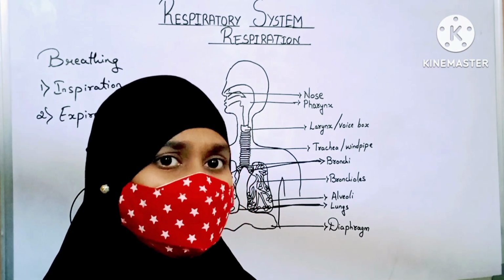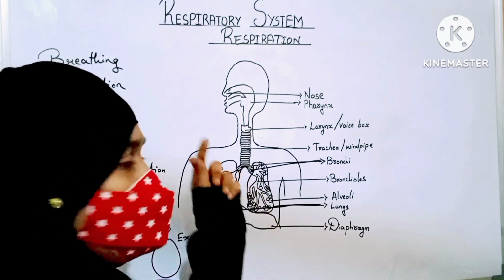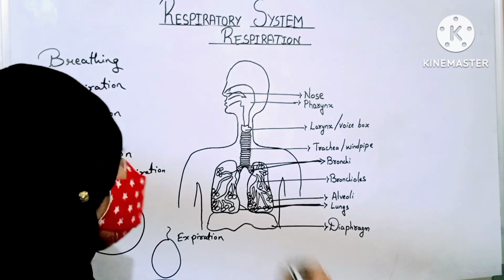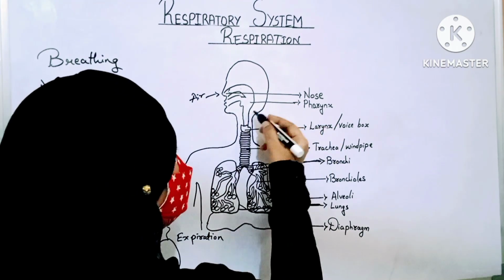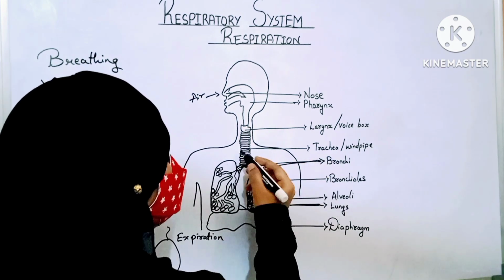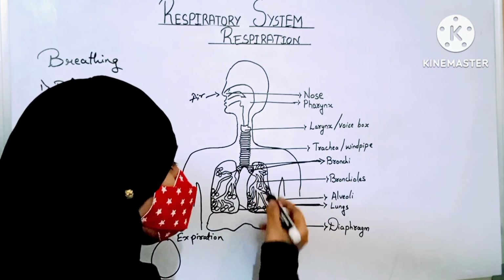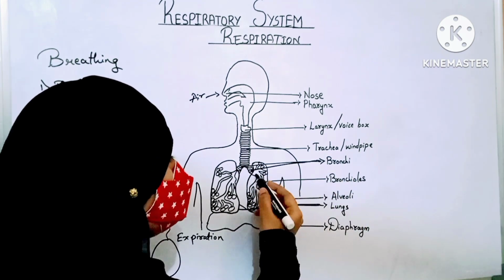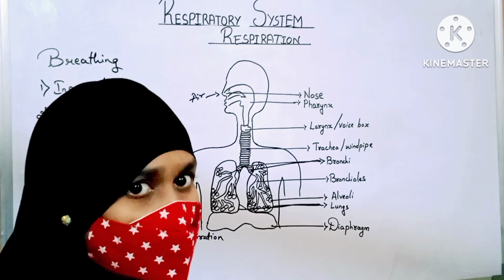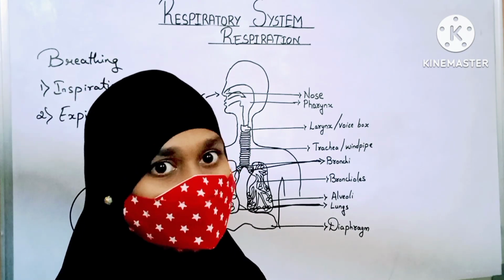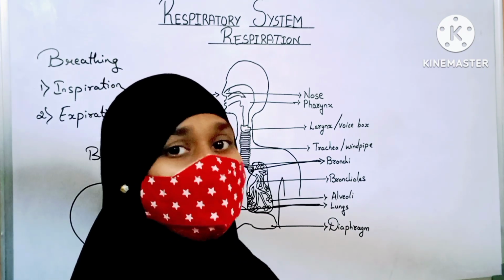How does respiration occur? Respiration occurs through the nose. We are breathing in. When the air enters the nose, it reaches the pharynx, then goes down through the trachea and finally reaches the bronchi, and it enters the lungs through the bronchioles and finally reaches the alveoli. Then the oxygen from the alveoli enters the blood, which carries it to each and every cell of the body so that the cell can utilize it.